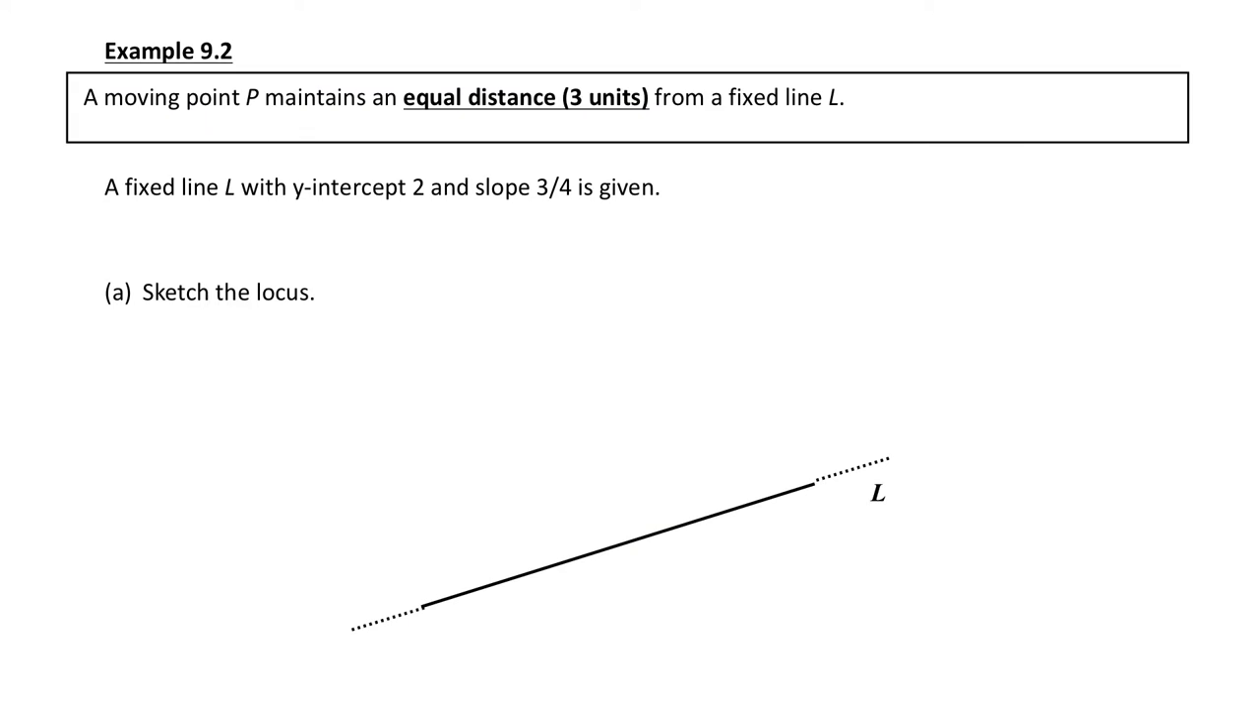Example 9.2. A moving pawn P maintains an equal distance, 3 units, from a fixed line L. That means I know P is a pawn maintaining an equal distance, 3 units. But before that, you need to know what the distance between a pawn and a straight line is. If this is pawn P, one of the possible positions, what is the distance between P and this straight line? Remember, it must be the perpendicular distance.